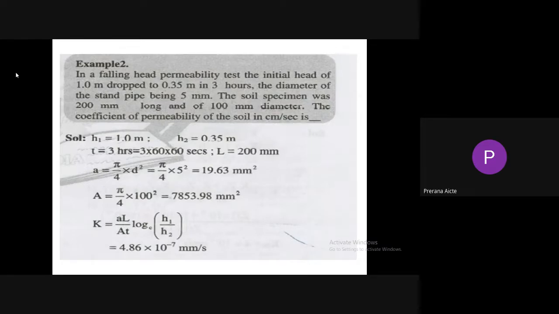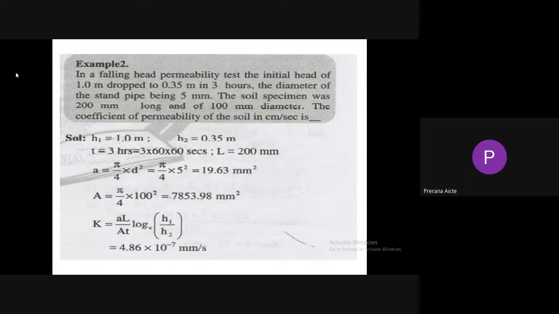In a falling head permeability test, the initial head of 1 meter dropped to 0.35 meters in 3 hours. The diameter of the standpipe being 5 mm, the soil specimen was 200 mm long and 100 mm in diameter. The coefficient of permeability of the soil in centimeter per second is dash. Here h1 equals 1 meter, h2 equals 0.35 meters, time equals 3 hours. If you convert into seconds, 3 into 60 into 60, you will get the time in seconds.